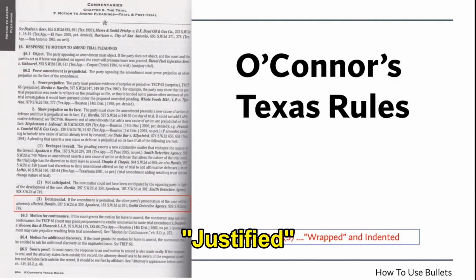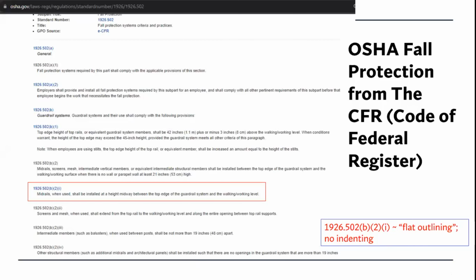We have one more example. This is from the OSHA Code of Federal Regulations, CFR. It is section 1926.502, subpart B 2I. And that's what I have here, 1926.502 B2I. I call this flat outlining. Everything is left justified and it just wraps accordingly. And the IRS has the same type of outlining structure in their tax code.